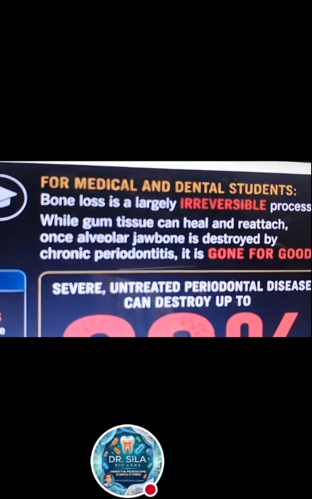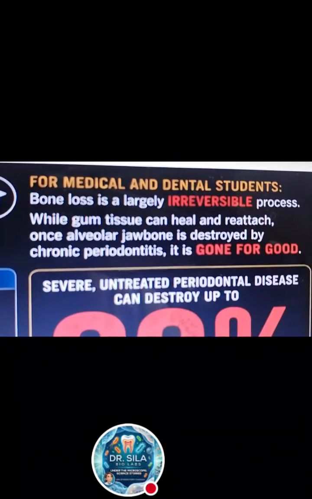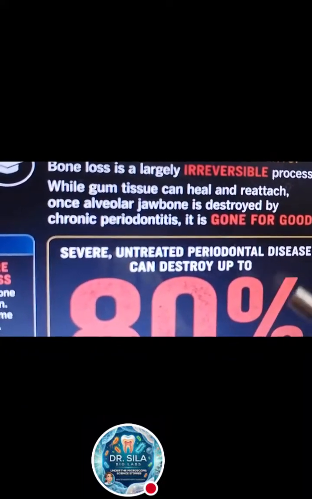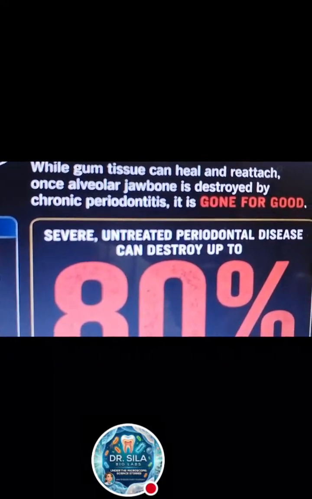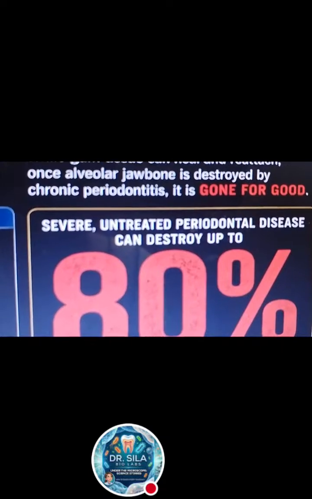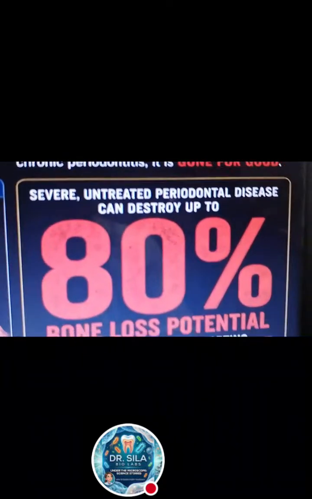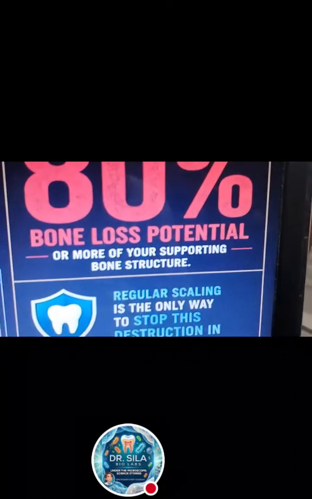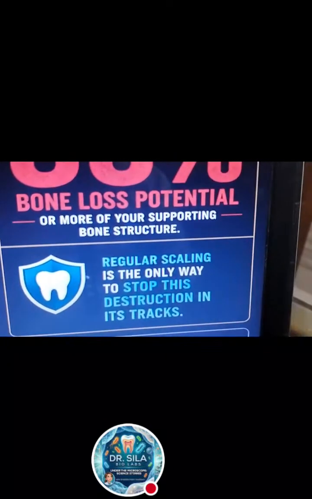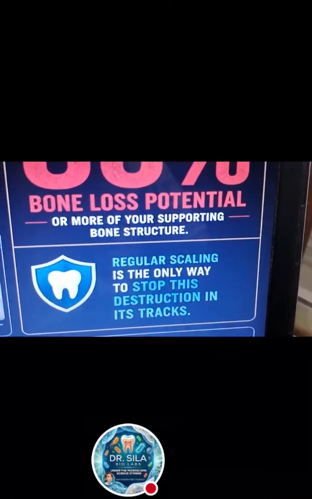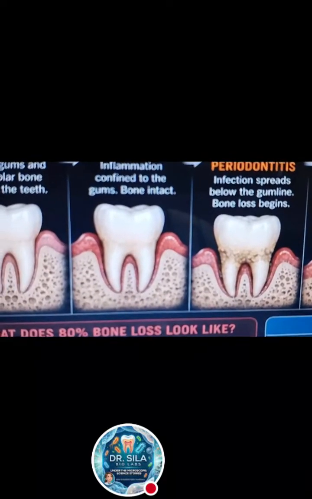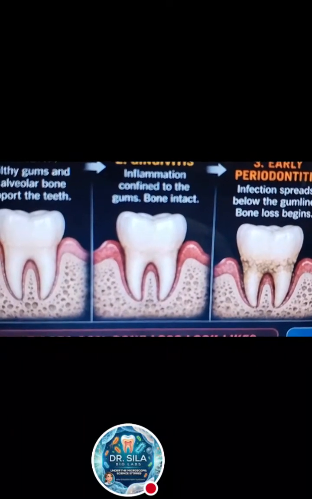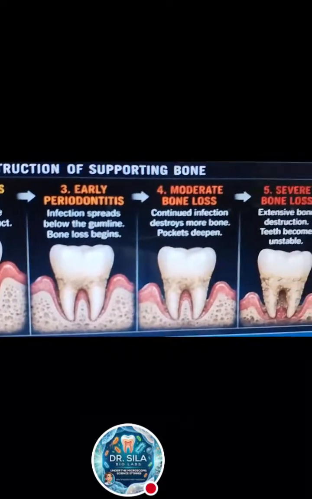For medical and dental students: bone loss is largely an irreversible process, while gum tissue can heal and reattach. Once the alveolar jawbone is destroyed by chronic periodontitis, it is gone for good. Severe untreated periodontal disease can destroy up to 80% of the bone and tissue structure. Regular scaling is the only way to stop this destruction in its tracks. So don't wait for bone loss, prevent it, protect your teeth, protect your health. Early intervention today is a stronger smile tomorrow.